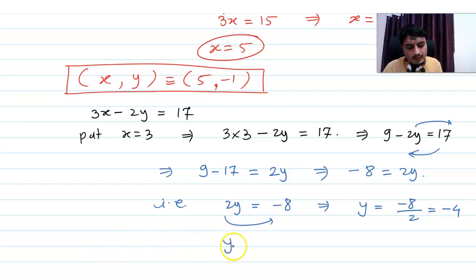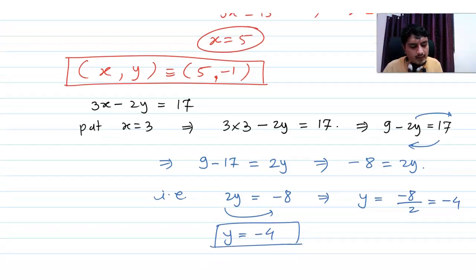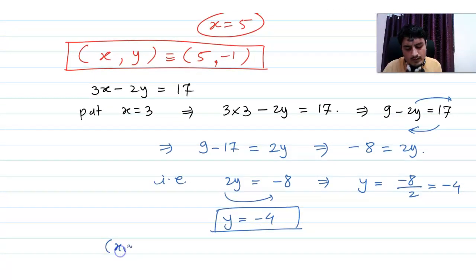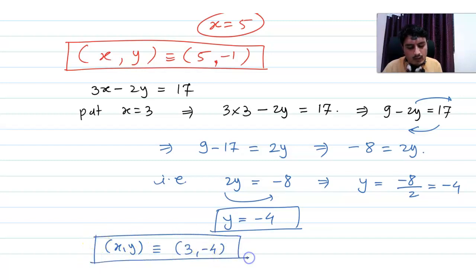So once the value of x is 3, then y is minus 4 for the given linear equation in 2 variables. So the x comma y values are 3 comma minus 4. Hence here we have all 11 questions from question 3b.